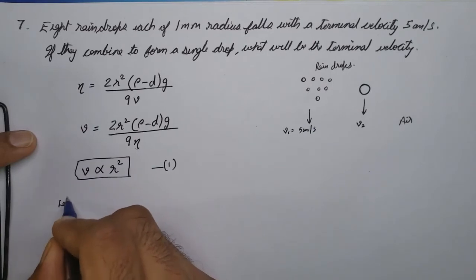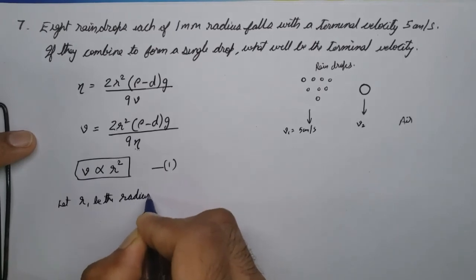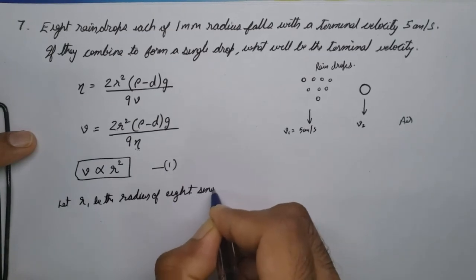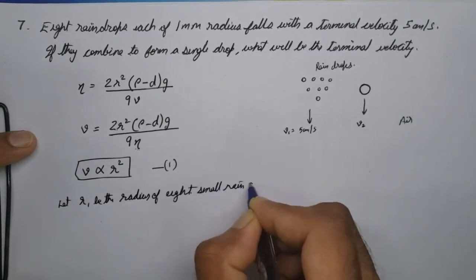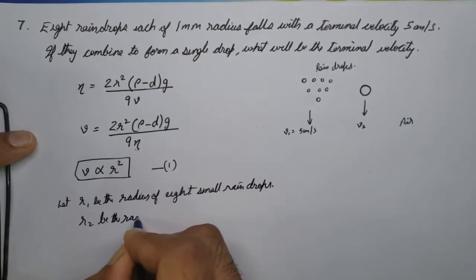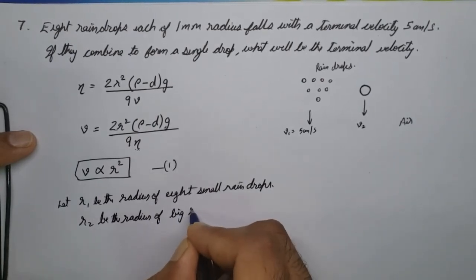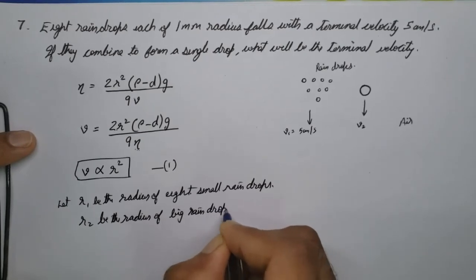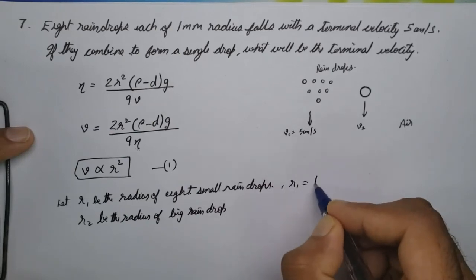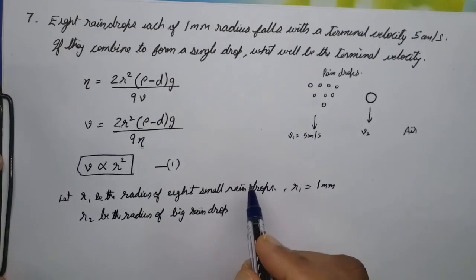So let r1 be the radius of 8 small raindrops and r2 be the radius of the big raindrop. r2 ആണ് നമ്മൾ കണ്ടുപിടിക്കേണ്ടത്. r1 എന്ന് പറയുന്നത്, that is r1 is equal to 1 millimeter എന്ന് നമ്മൾ ഓൾറെഡി ക്വസ്റ്റ്യനിൽ തന്നിട്ടുണ്ട്. So what is the relation between these two quantities?